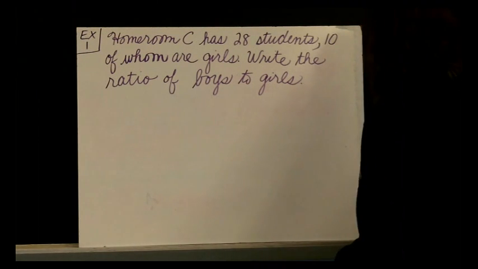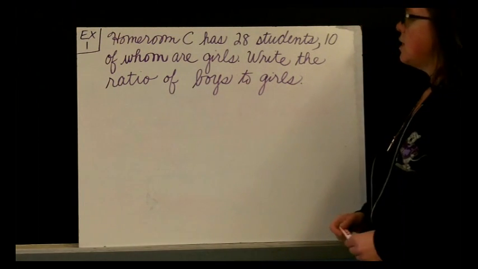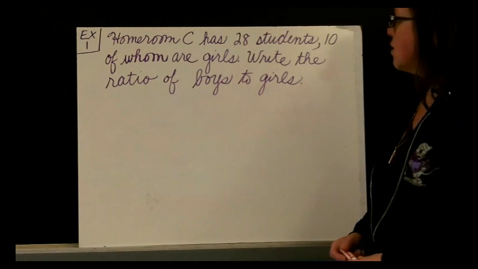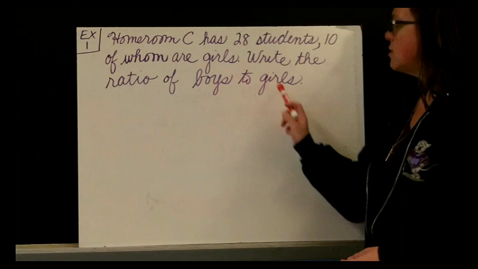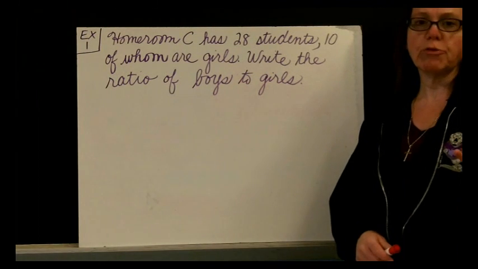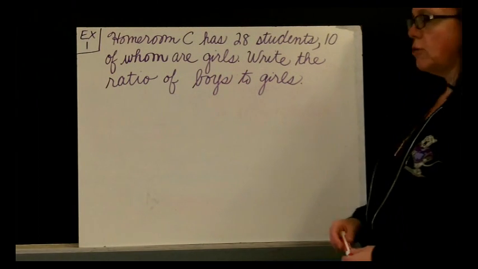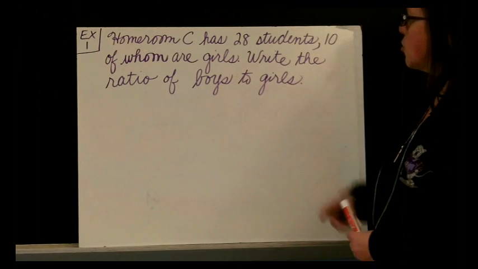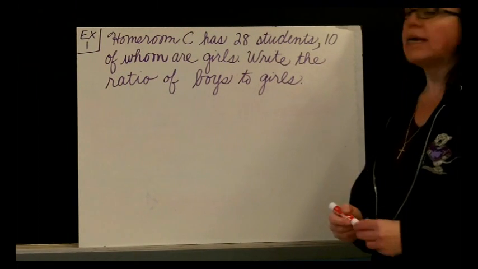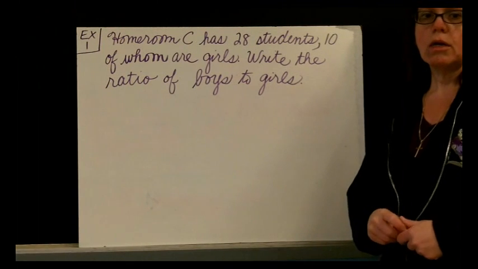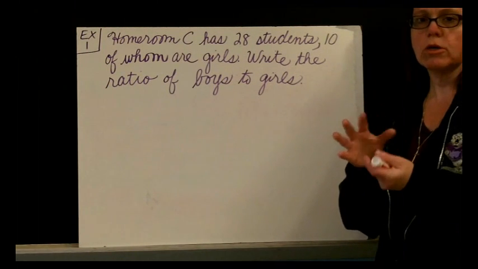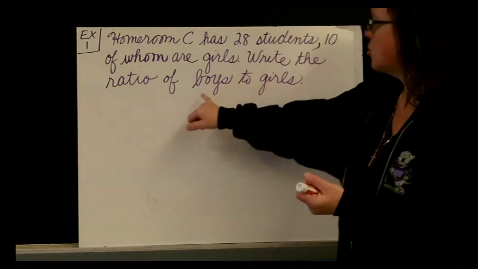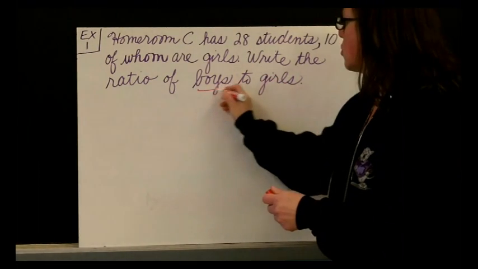Let's look at our first example. It says homeroom C has 28 students, 10 of whom are girls. Write the ratio of boys to girls. And there are 3 different ways that we can express a ratio. If there are 28 students and 10 of them are girls, it means that there are 18 boys in the class. Now, the most important part here is the wording of the last piece. Take a look. Write the ratio of boys to girls.